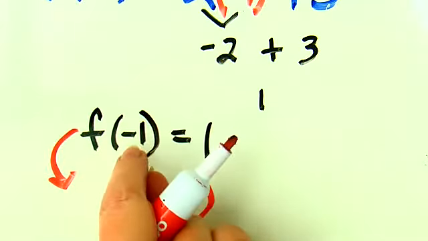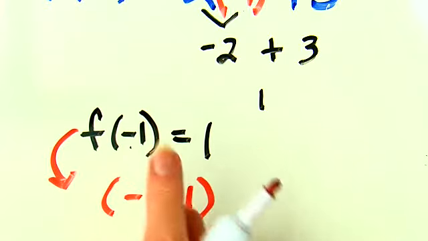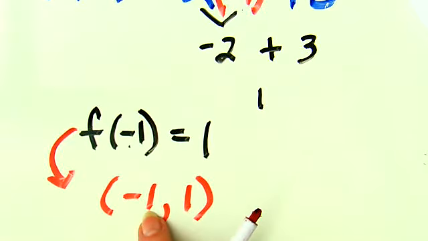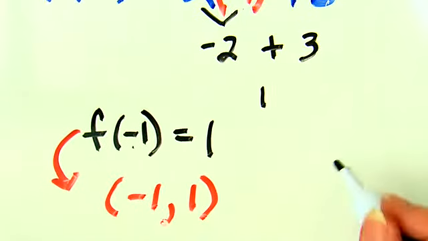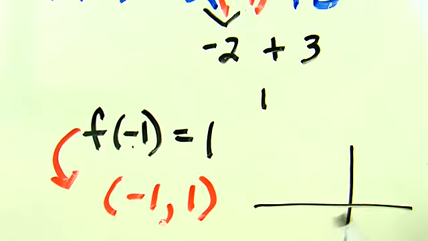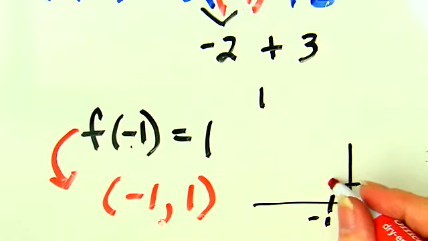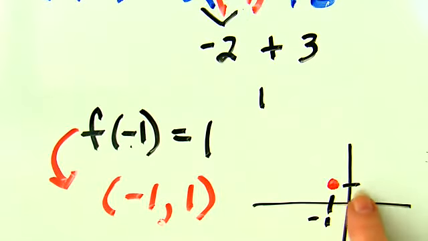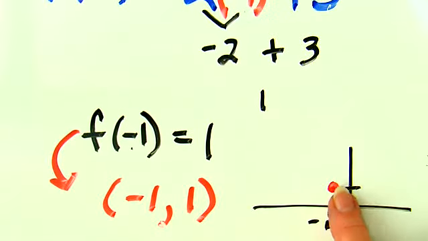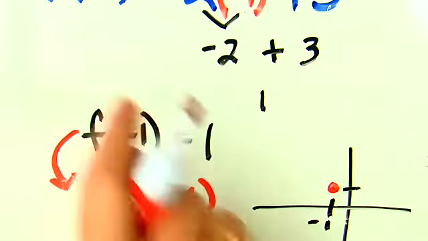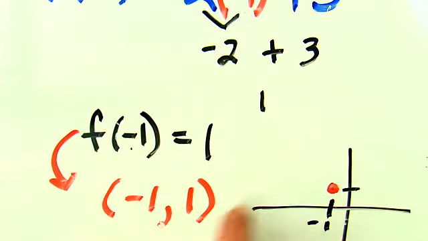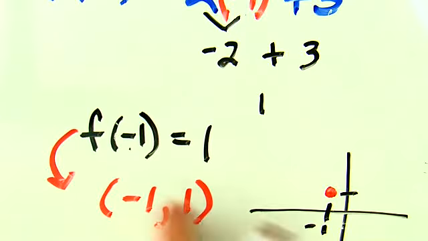So I could write it in function notation. I could write it as an ordered pair, or sometimes they call it a coordinate pair. And guess what? I could also translate that to a point. I'd go over to negative 1 and up 1, and I could plot that point. Start at the origin and go to the left and then up. So these 3 things are just different ways to write or represent the same information.